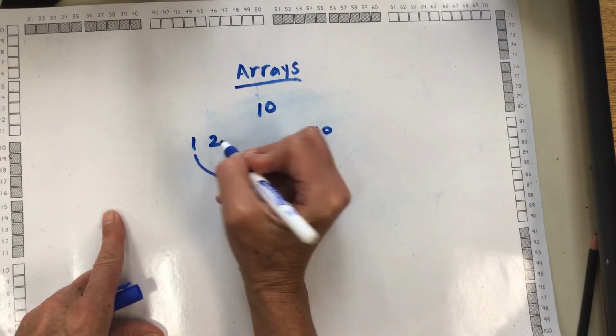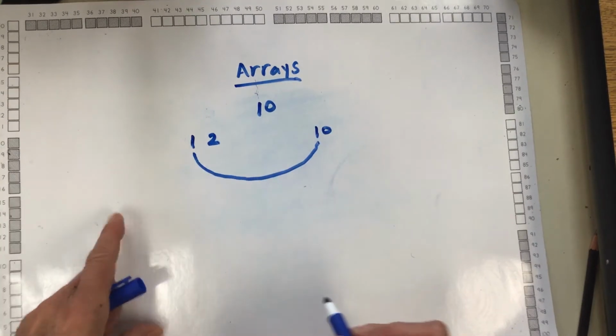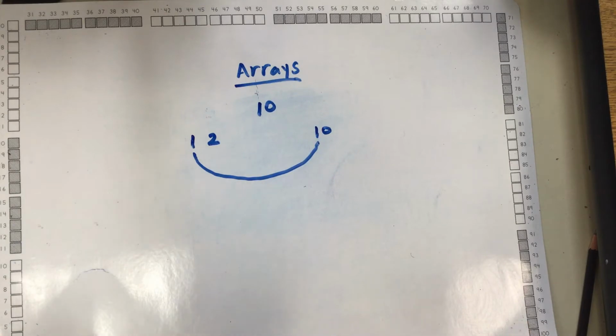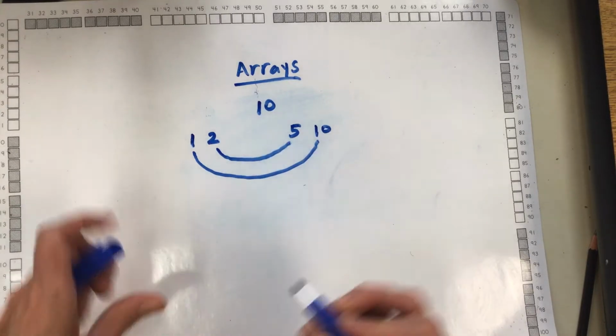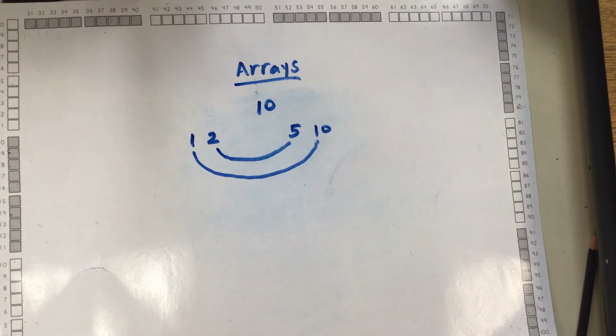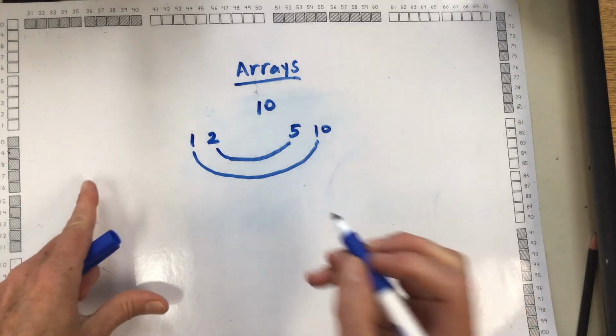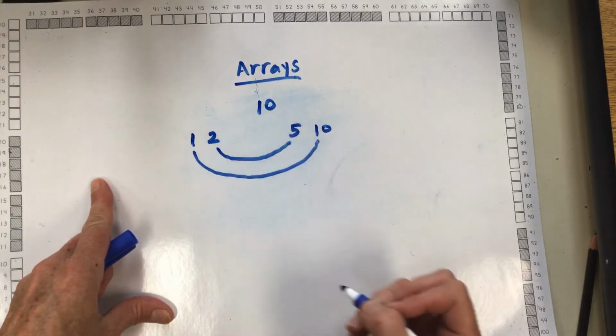Let me try 2. Now they won't all work. If I count by 2s, 2, 4, 6, 8, 10, I know I did it 5 times. So I know 2 times 5 equals 10. Then I can try 3. Okay, let's see. 3, 6, 9, 10, 11, 12. Uh-oh, I skipped 10. So 3 is not a factor of 10. I can try 4. 4, 8, 12. Ugh, 4 is not a factor of 10 because I didn't land on 10. So I'm only going to have 2 arrays for the number 10.